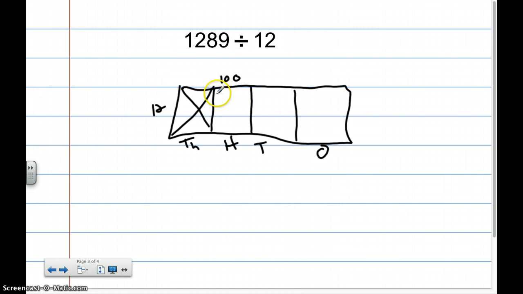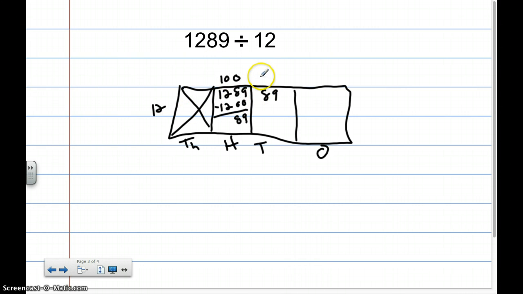1,200 because it's 12. So I'm going to put 1,289 right here. 12 times 100 is going to be 12, and then put 2 zeros at the end. So now I'm going to subtract, and that leaves me with 89. So that was easy. I needed 100. Now I'm going to move my 89 over here to this box.